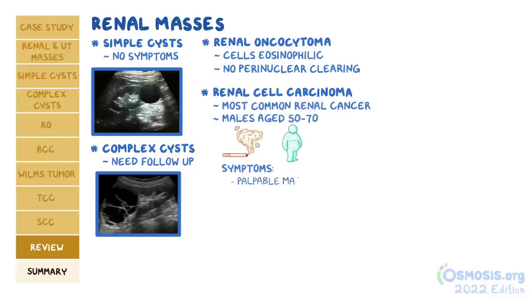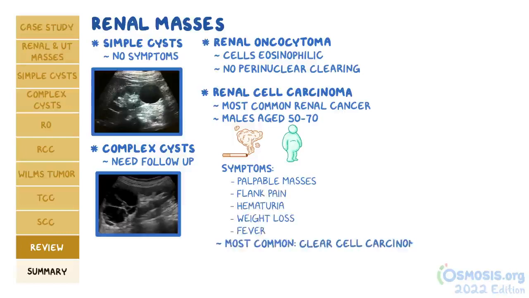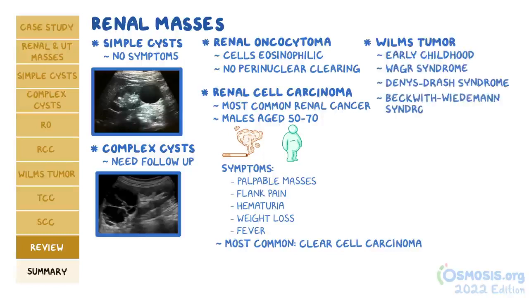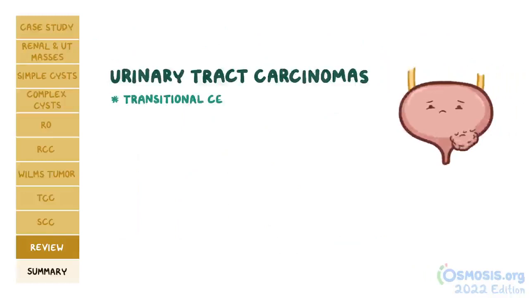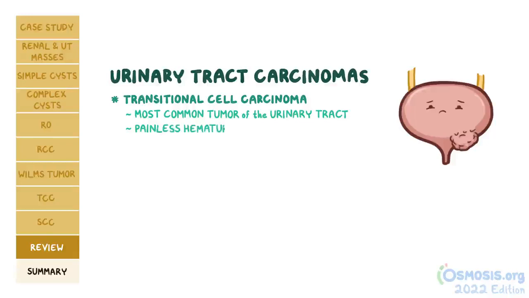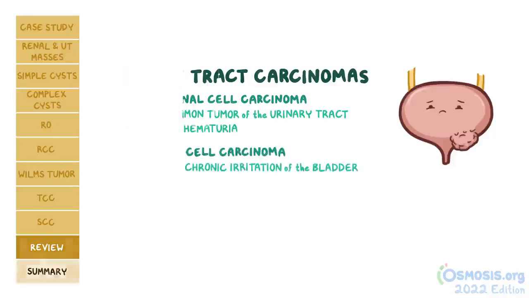Symptoms include palpable masses, flank pain, hematuria, weight loss, and even fever. On microscopy, the most common type of RCC is a clear cell carcinoma. Finally, there's Wilms tumor, which typically appears in early childhood and can be a part of several syndromes, like WAGR syndrome, Denys-Drash syndrome, or Beckwith-Wiedemann syndrome. Urinary tract carcinomas include transitional cell carcinoma, which is the most common tumor of the urinary tract, and can present with painless hematuria. Then, there's squamous cell carcinoma of the bladder, which appears as a result of the chronic irritation of the bladder.